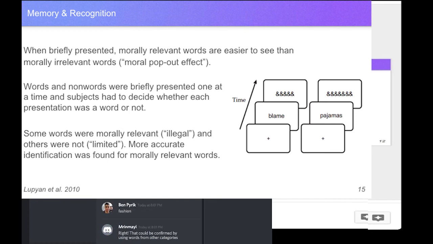If you run this study with furniture, then you get the pop-out effect. And that doesn't make any sense. Perceive furniture words more easily than all other words. That's one way to disconfirm it. But basically, this memory and recognition pitfall has to do with any study that's using linguistic labels for testing.